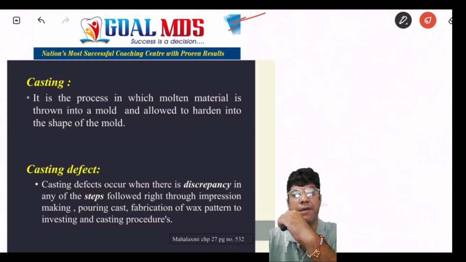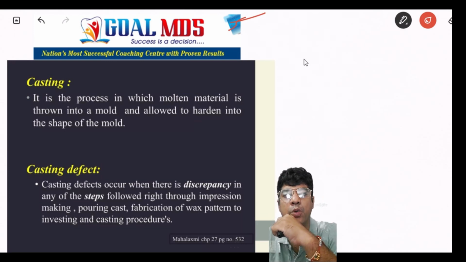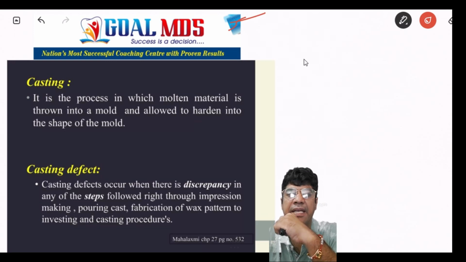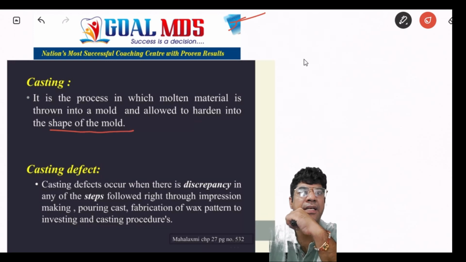Hello everyone, our topic today is casting defects. First of all, you should know what casting is. Casting is a process in which molten material, typically metal or plastic, is poured into a mold cavity to create a solid object of the desired shape. Once the material cools and solidifies, it takes the shape and form of the mold, resulting in the finished product.